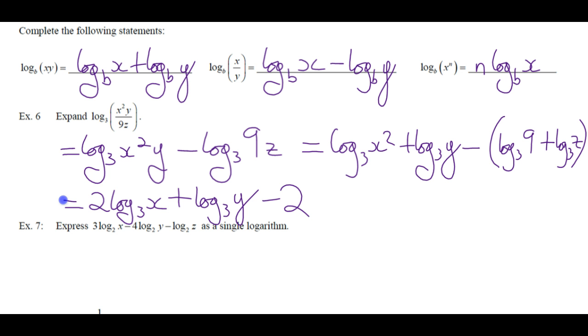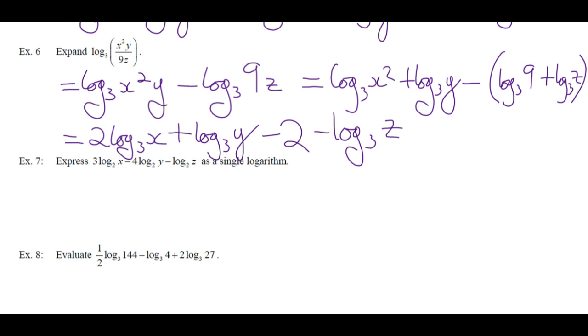Minus, again, right? So the minus distributes. So minus log 3 of z. You could have got there in one step, really, right? I don't know how much I would have objected. So it's 2 log 3 of x plus log 3 of y minus log 3 of 9, which is 2, minus log 3 of z. All right, so that's taking a single log and expanding it.